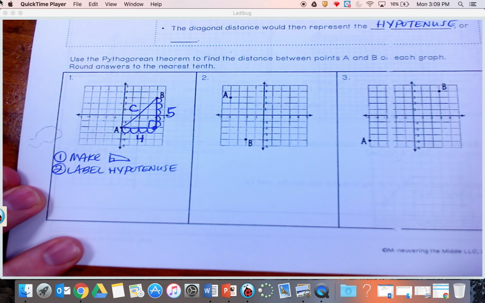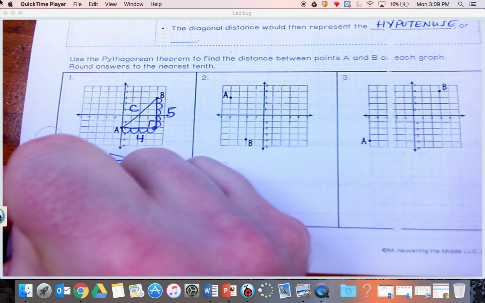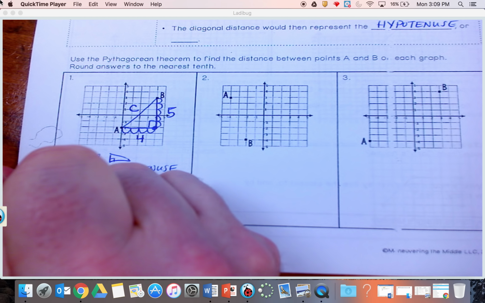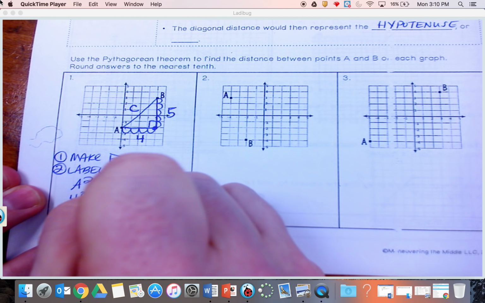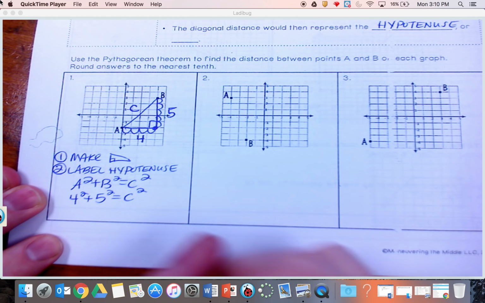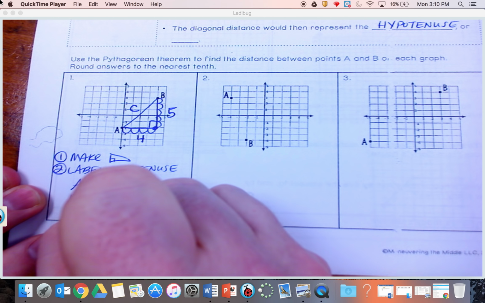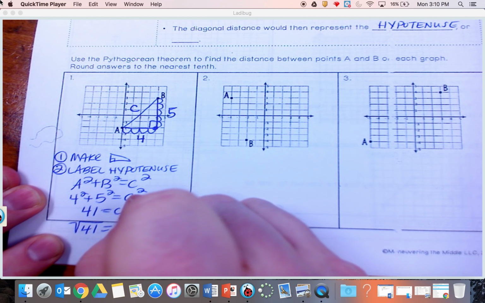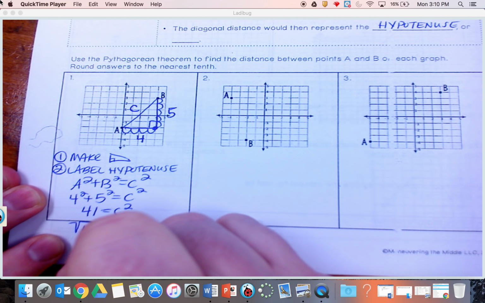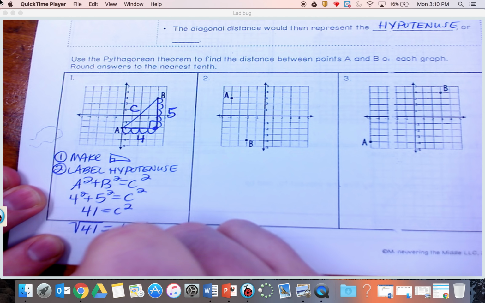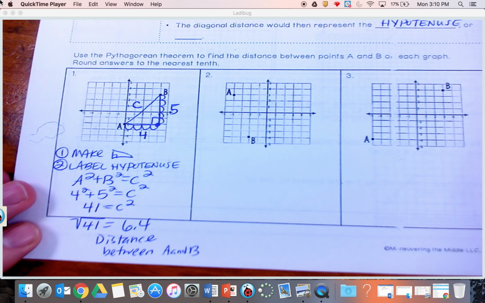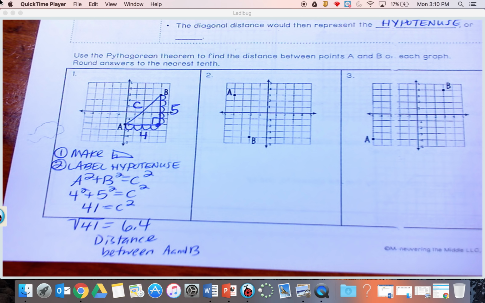And now I can use my a squared plus b squared equals c squared. It's always important to write that down and fill in what we know. I know I've got a leg of 4. I've got another leg of 5. And I can solve that. And I get 41 equals c squared. And I take the square root of that. And it gives me, rounded, about 6.4. So that's the distance between A and B. That's it. So pretty much I just follow those steps and I'm good to go. I'm golden. I got my answer.